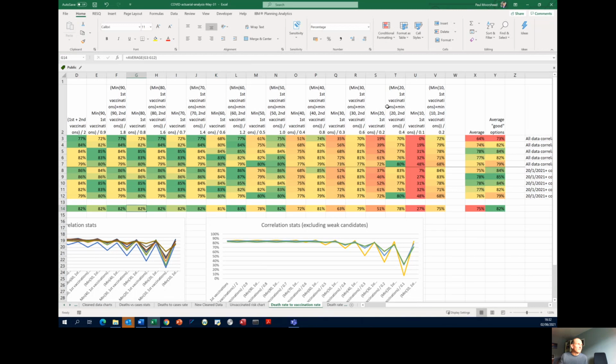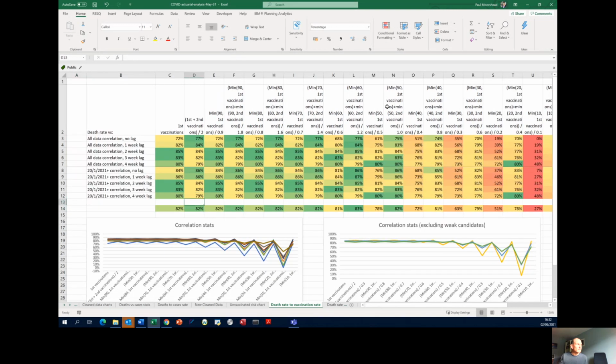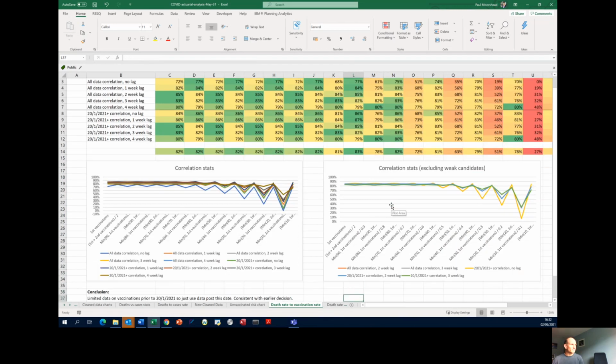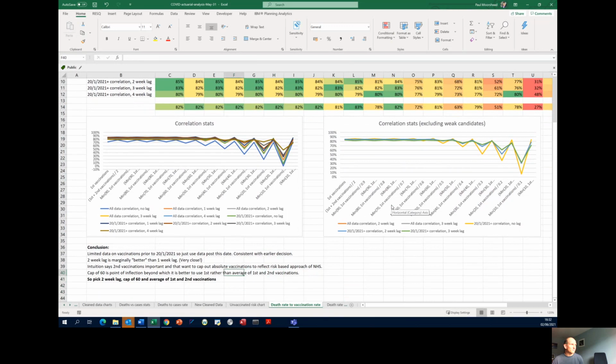And then if I look at the average correlation across all of the different potential options, it's very close, but it's slightly higher looking at capping it at 60. So saying that you need to vaccinate 60% of adults to get pretty much 100% of the benefit to the country. That's just a little bit better. So my conclusion is, yeah, that's what I'm going to go for.